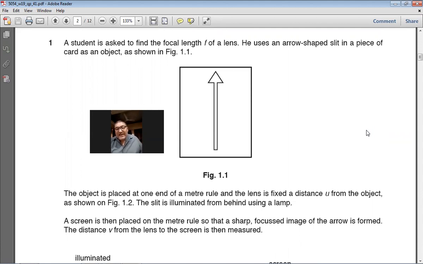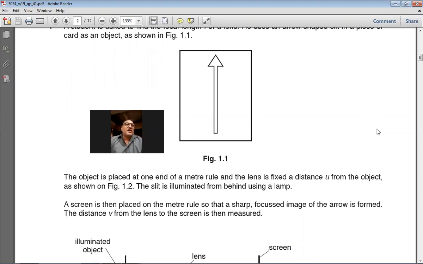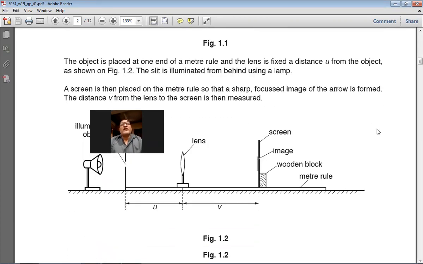He uses an arrow-shaped slit in a piece of card as an object, as shown in figure 1.1. The object is placed at one end of a meter rule, and the lens is fixed a distance u from the object, as shown in figure 1.2. The slit is illuminated from behind using a lamp. A screen is then placed on the meter rule so that a sharp, focused image of the arrow is formed. The distance v from the lens to the screen is then measured.